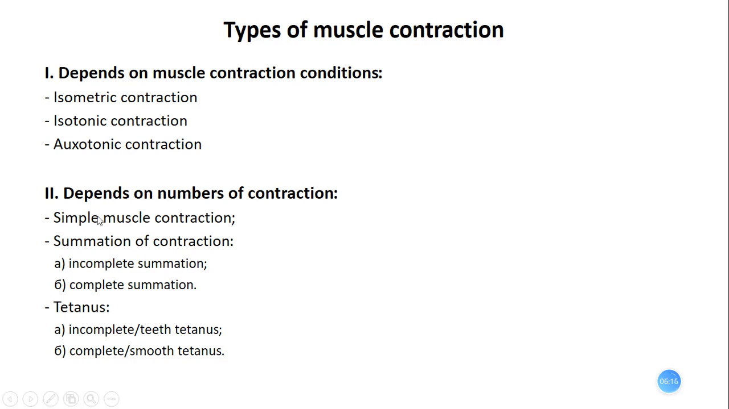And then, depending on the number of contractions, we have simple muscle contractions. It's very simple muscle contractions. And then you have summation of contractions, and for summation of contractions we have two subtypes: incomplete summation, then complete summation. And then we have tetanus. Also we have incomplete tetanus, sometimes we could call it serrated tetanus. And we have complete tetanus, and another name of this is smooth tetanus.